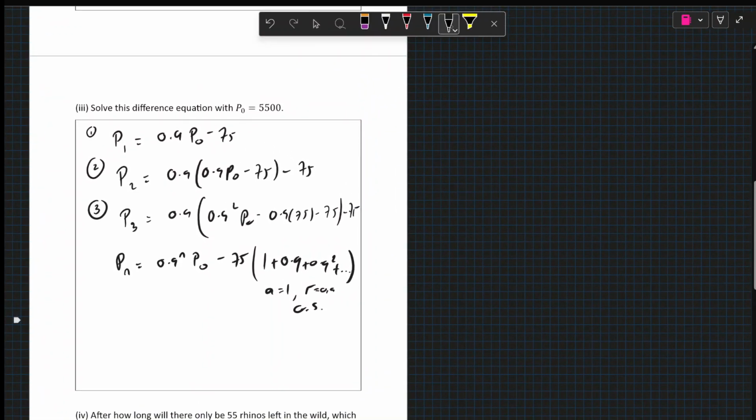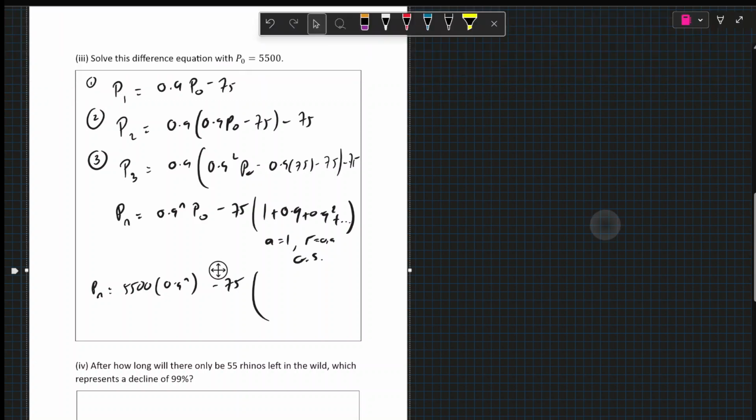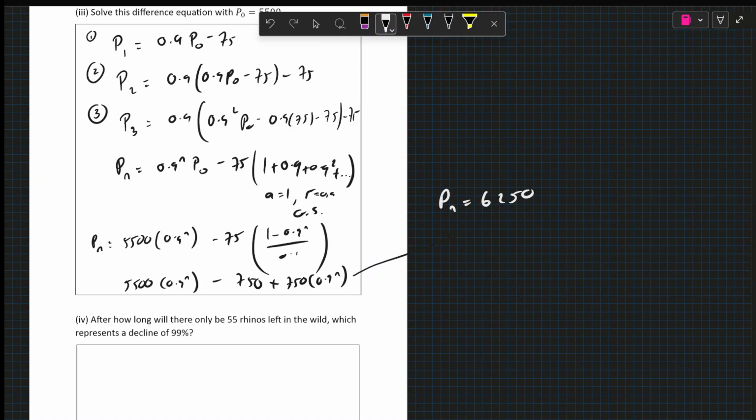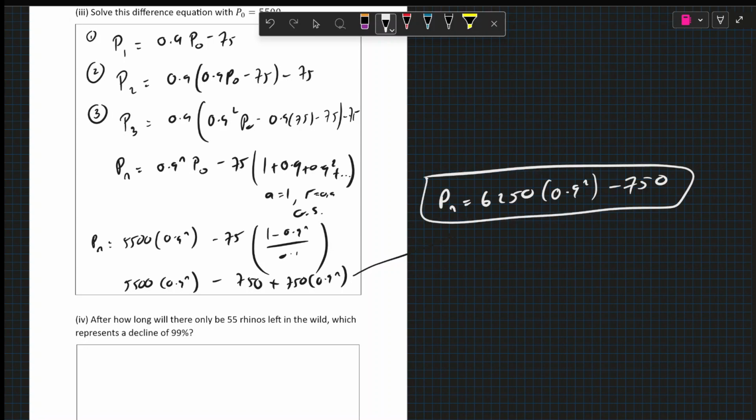So, when we put in P0 as 5,500, we get that Pn is 5,500 times 0.9 to the power of n minus 75 times (1 minus 0.9 to the power of n) all over 0.1. Now 75 divided by 0.1 is 750. So we get 5,500 times 0.9 to the n, minus 750, plus 750 times 0.9 to the power of n. Combining them together, Pn is 6,250 times 0.9 to the power of n minus 750. And that is the solved difference equation.